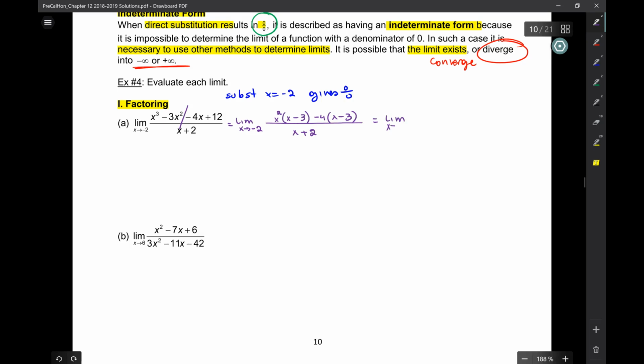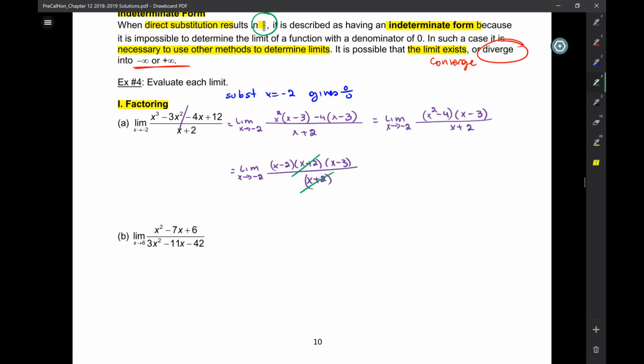So this is the limit as x approaches -2 of x squared minus 4, x minus 3 over x plus 2. This is the limit as x approaches negative 2 of x minus 2, x plus 2, x minus 3. You see what happens? That x plus 2 went away. So that x plus 2 was what was giving us issues, and now it went away. And so now I have the limit as x approaches negative 2, x plus 2, I'm sorry, x minus 2, x minus 3.